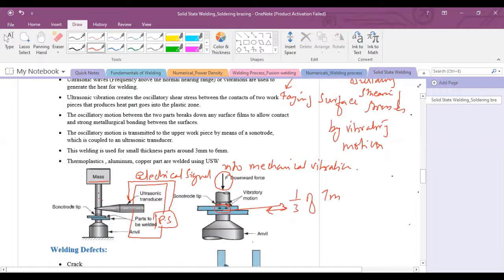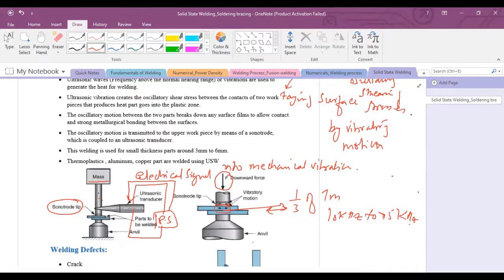One more thing, what is the function of the sonotrode? The sonotrode tip is used to transmit the oscillatory motion to the upper work part, and it is also coupled with the transducer. The frequency of the oscillatory motion is about 10 kilohertz to 75 kilohertz. Ultrasonic welding is used to weld small thicknesses of around 3 mm to 6 mm.